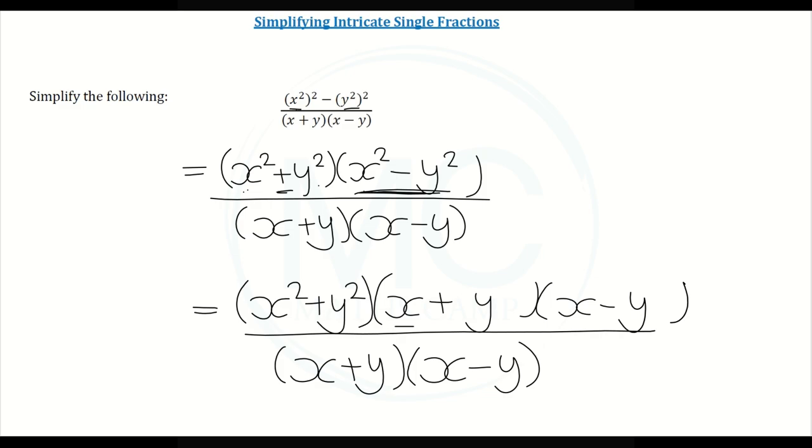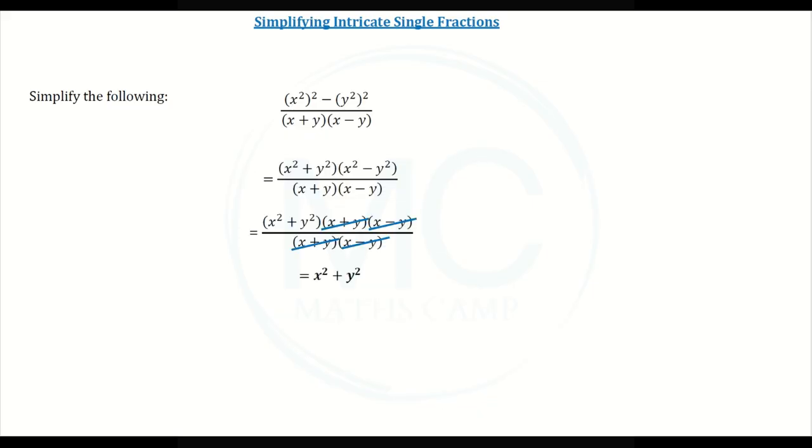We have x plus y over here and x plus y over here, so we can cancel these out. Then we have x minus y and x minus y, so these cancel as well. And we are left with x squared plus y squared. They are separated by a plus sign, so we cannot factorize further, and this is our final answer. Please look at more examples like this in upcoming videos.